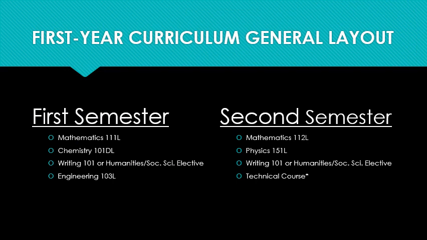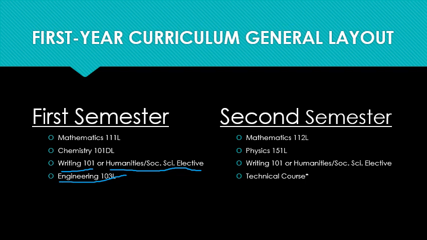Here I have the freshman curriculum general layout. On the left, we have the first semester, under which is mathematics, chemistry, Writing 101, or you can have a humanities/social sciences elective, depending on preference. And under here, we have Engineering 103. Engineering 103 is a computational methods in engineering course. All engineering students at Duke University are required to take this class, preferably in the first semester.